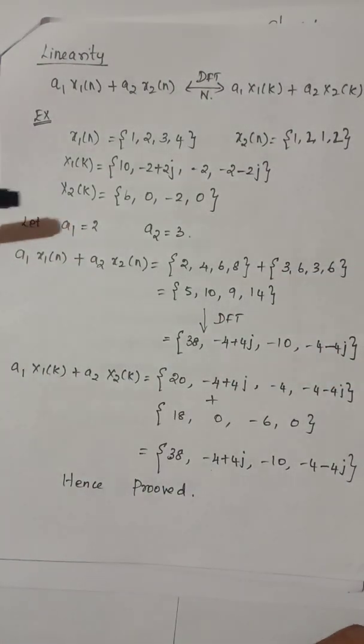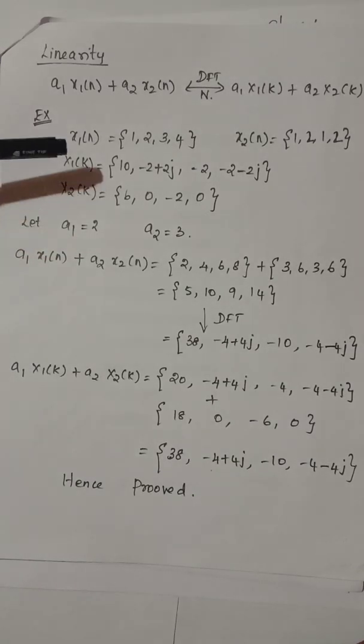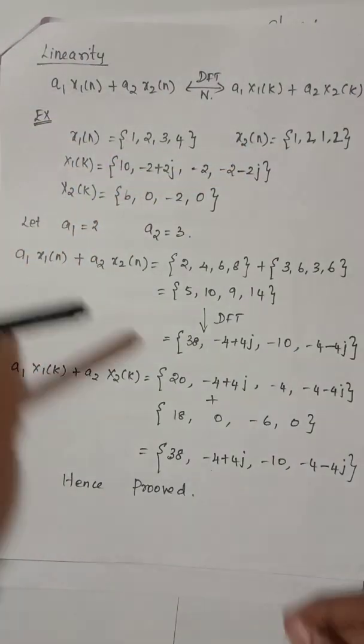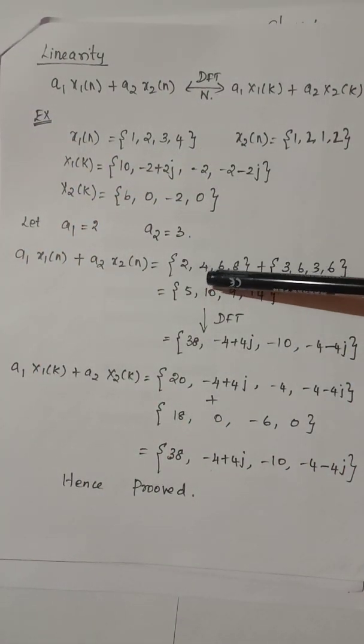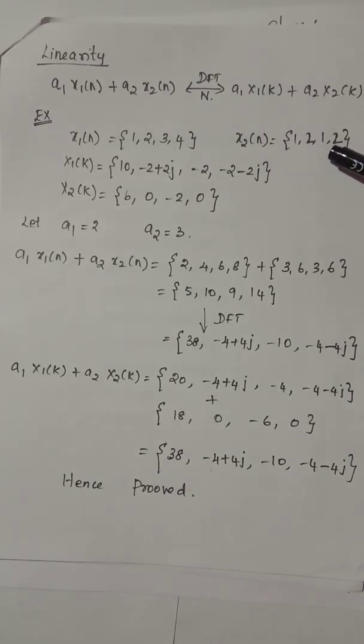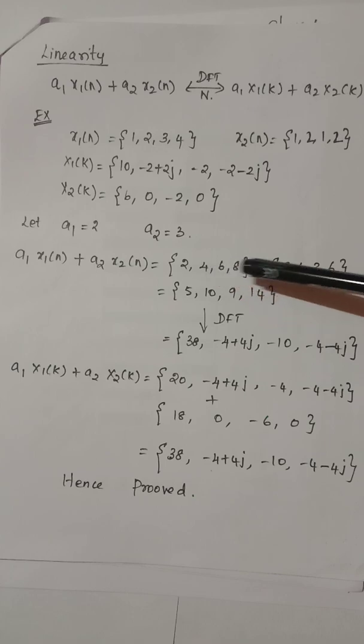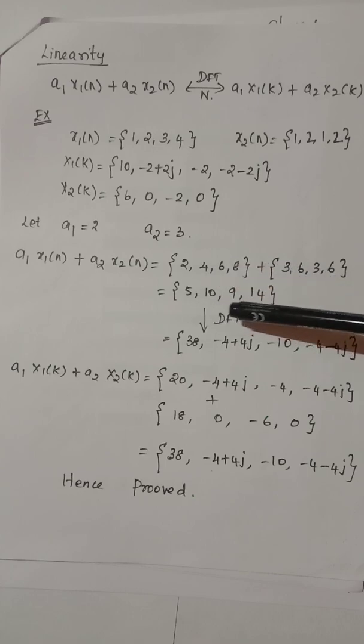Okay, now a1 is 2 and a2 is 3. Now perform multiplication with x1 and x2 of n. When you multiply the first sequence with 2, you will get 2 4 6 8. When you multiply the second sequence with 3, you will get 3 6 3 6. Now I need to add these. I have added them, so I have obtained 5 10 9 14.